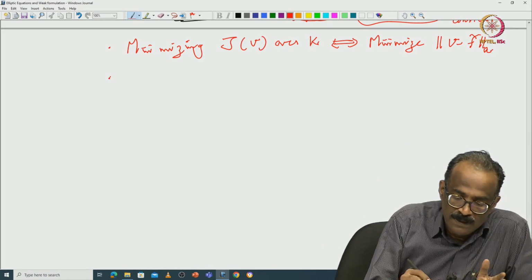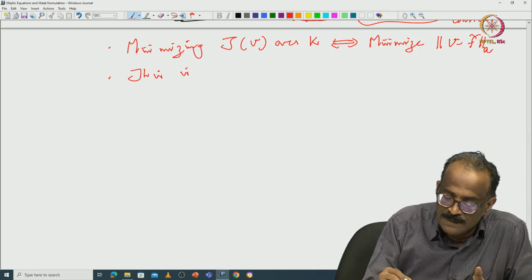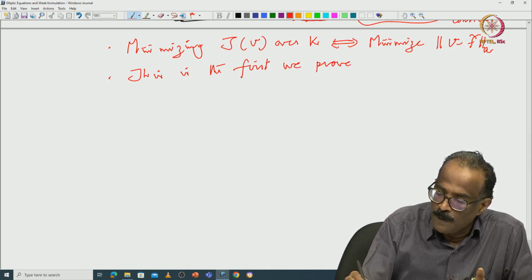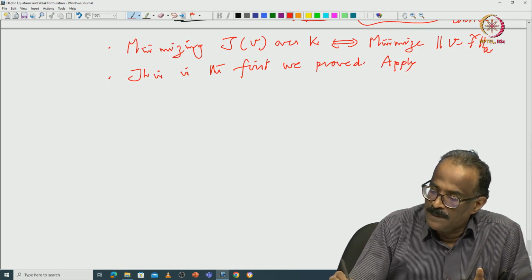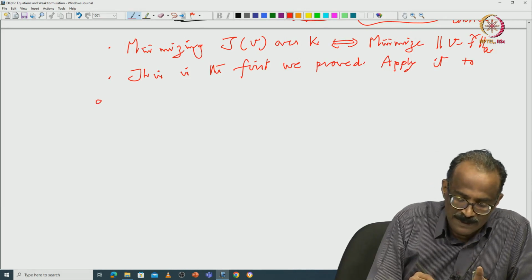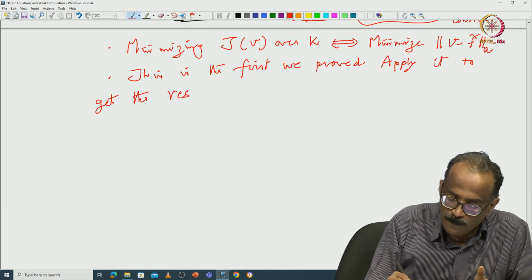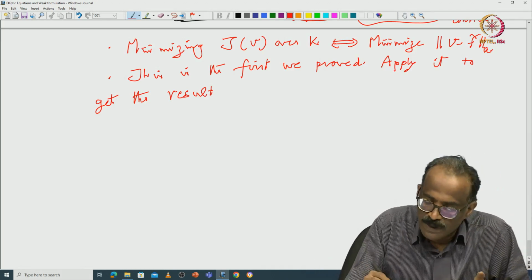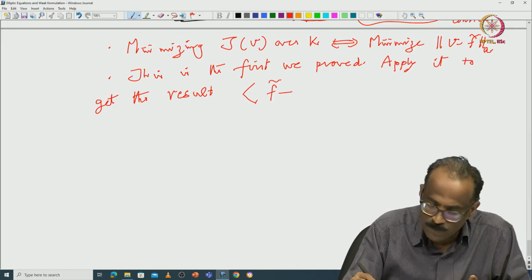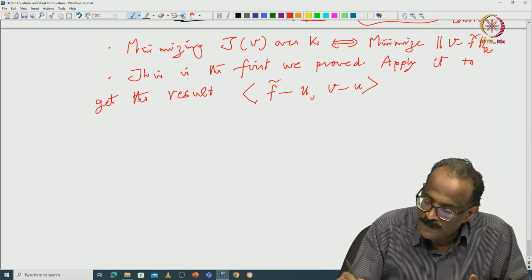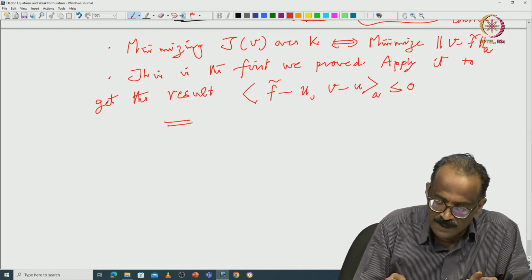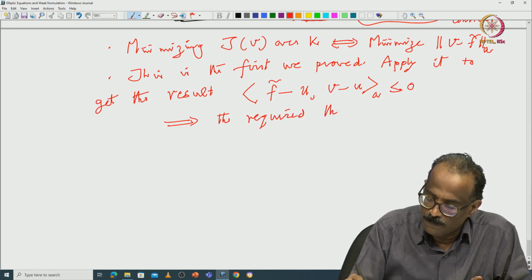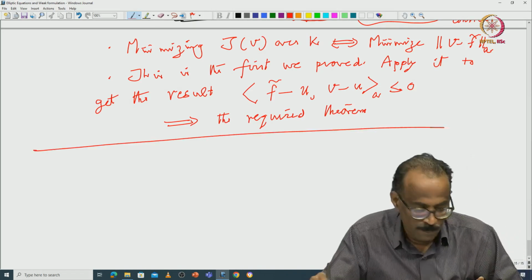So, then this is essentially the first theorem we have proved. Apply it to get the result, whatever you want. This is what you get: f tilde of u, v minus u with respect to a, less than or equal to 0, which gives the required result, the required theorem. Okay, that's it. All right.